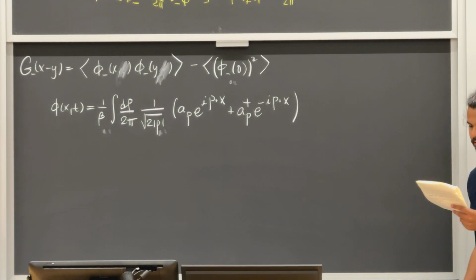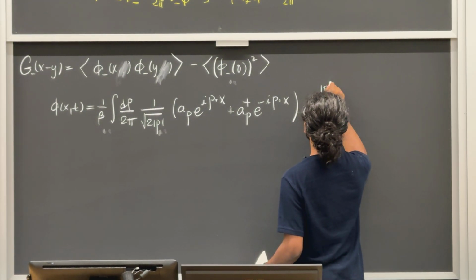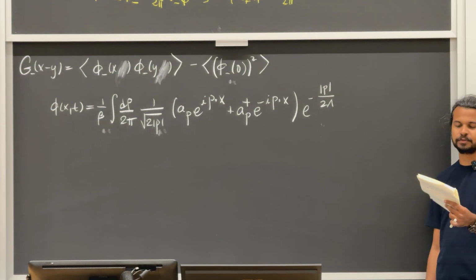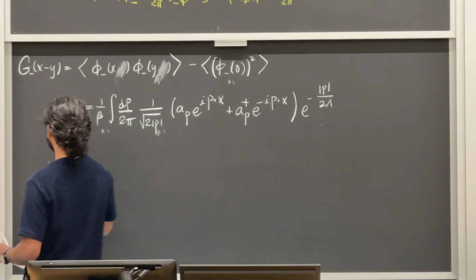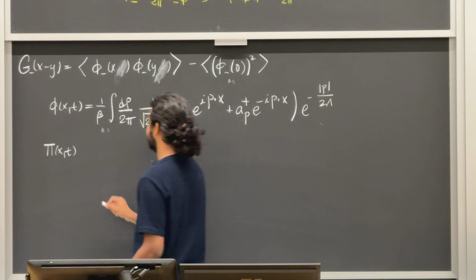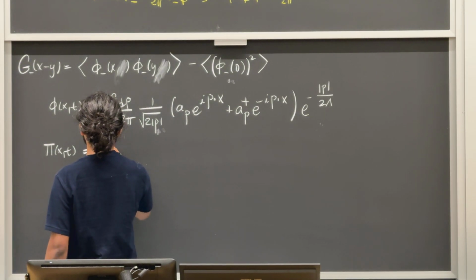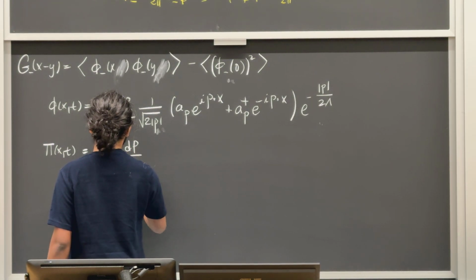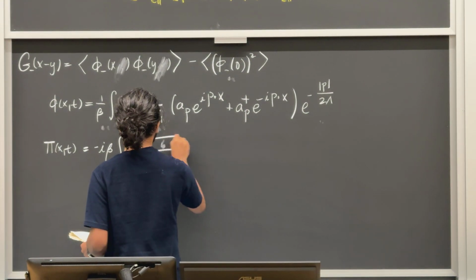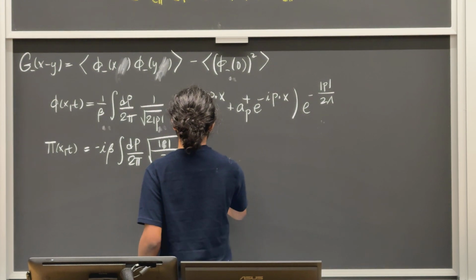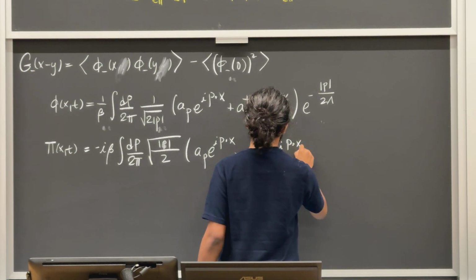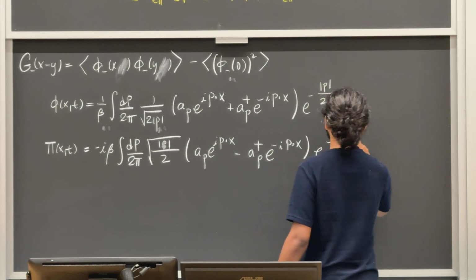And anticipating UV divergence issues, we're going to put a regulator. If you remember, this is exactly the same regulator that we put for the fermions. Now we can find pi. Pi, remember, was beta squared times phi dot. So that will be, just going to copy this, i beta dp by 2 pi, 1 by square root of p by 2, a_p e^{ip·x} minus a dagger p e^{-ip·x}, e^{-|p|/2 lambda}.